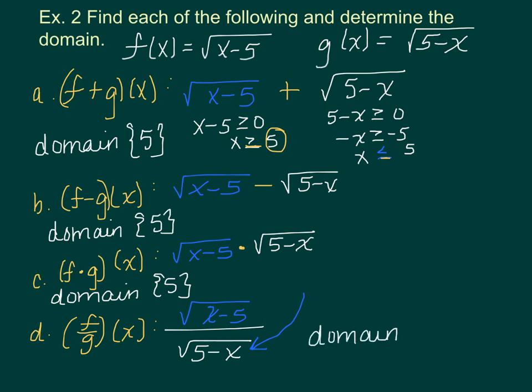we can't use any number. So the domain would be no, and we usually use that symbol for no solution, but that means the empty set, which means no number is safe. So we can't use any numbers in this particular example or any values of x. And that is it.